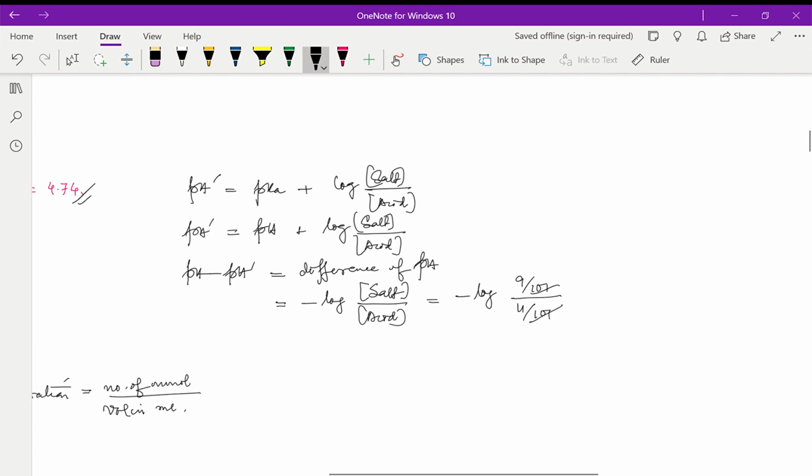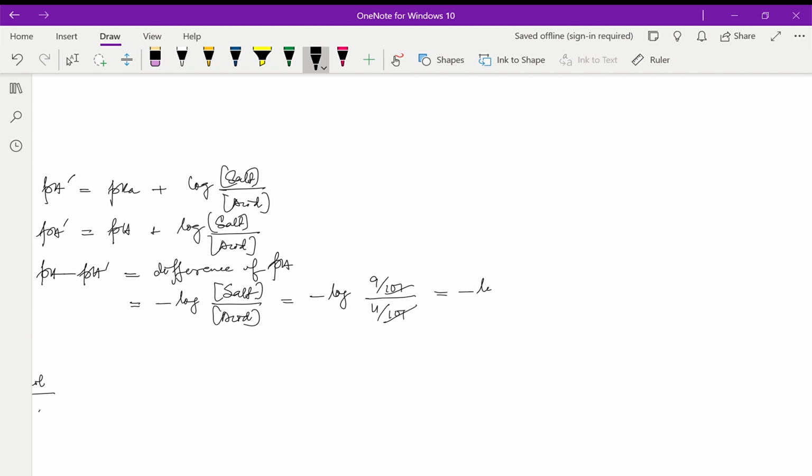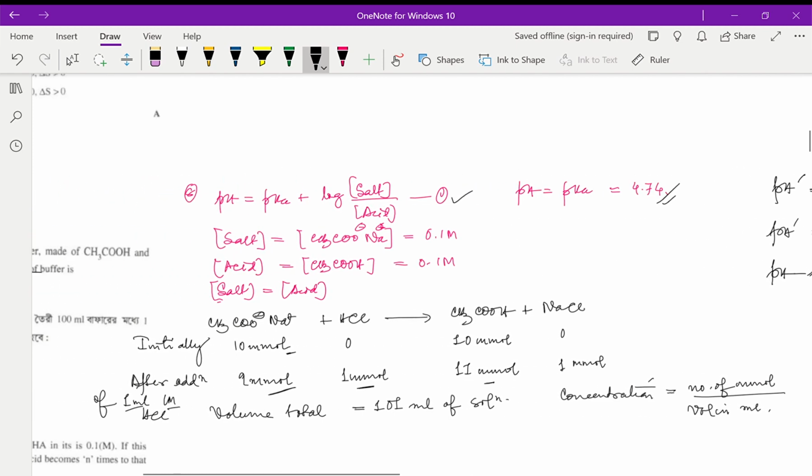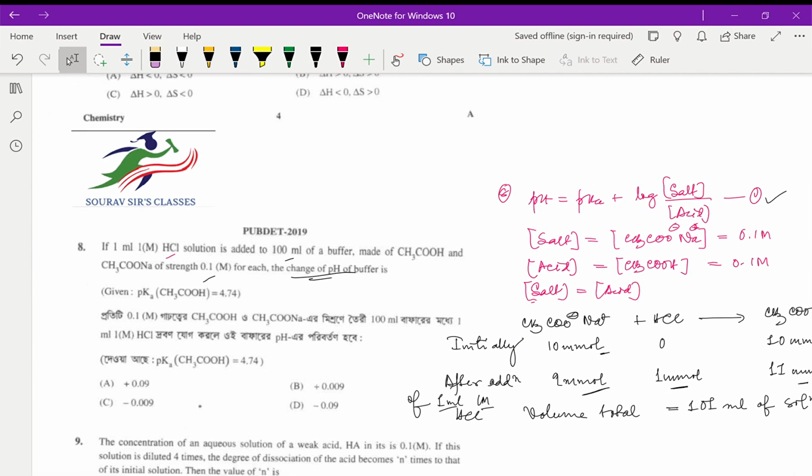Or we can simply write this as minus log 9 by 11. And if we calculate 9 by 11, it is going to come to 0.08715, and that we can round off to 0.9. So this is going to be the difference, and if you check our answers over here, then obviously the answer is going to be this, A.